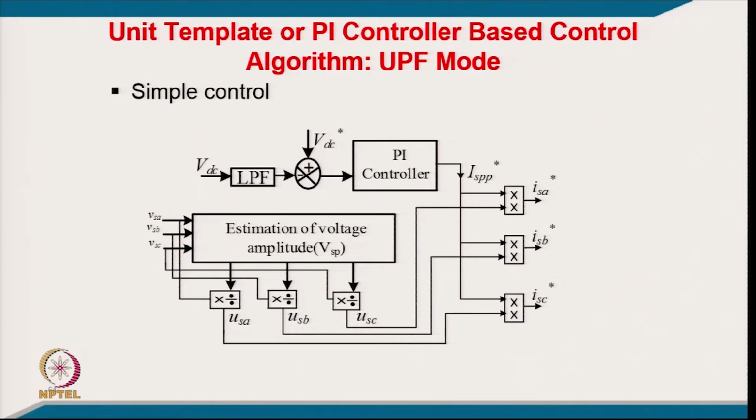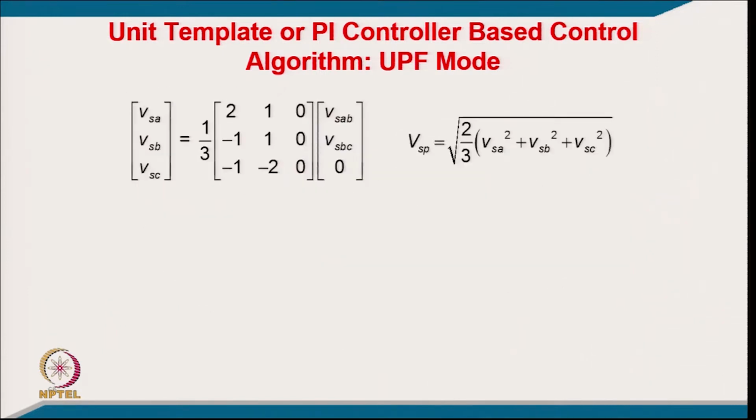This template is multiplied with the amplitude of the current, and this current we call the grid current or supply current, which along with the sensed grid current we use for the indirect current control of the voltage source converter operating as a shunt active power filter. And these are of course the expressions for that.